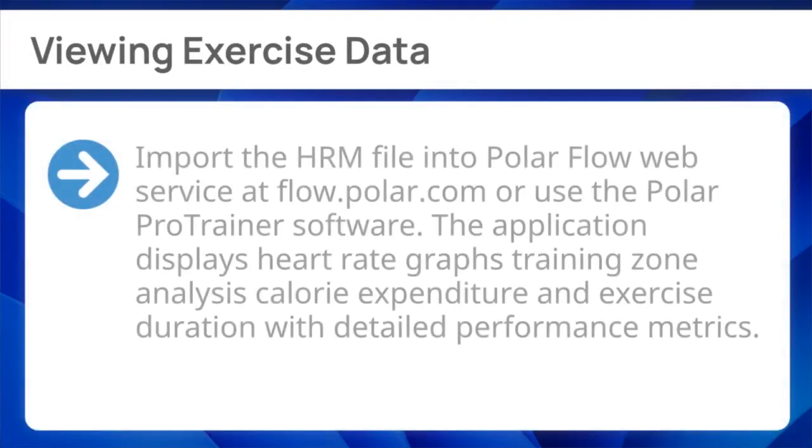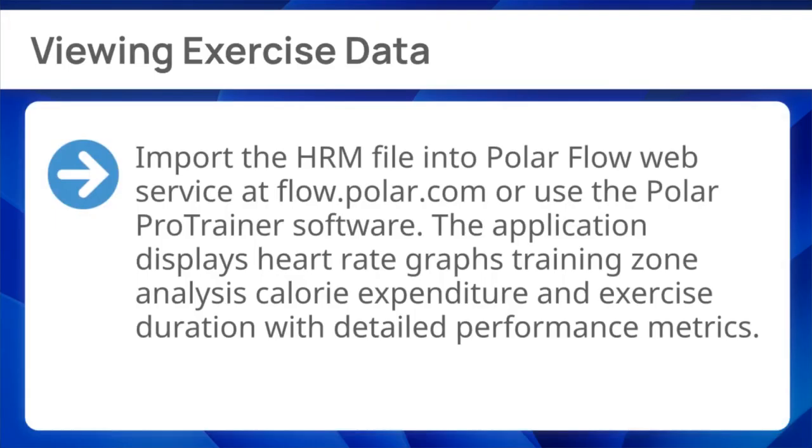First, viewing exercise data. Import the HRM file into the Polar Flow web service at flow.polar.com or use the Polar ProTrainer software. The application displays heart rate graphs, training zone analysis, calorie expenditure, and exercise duration with detailed performance metrics.